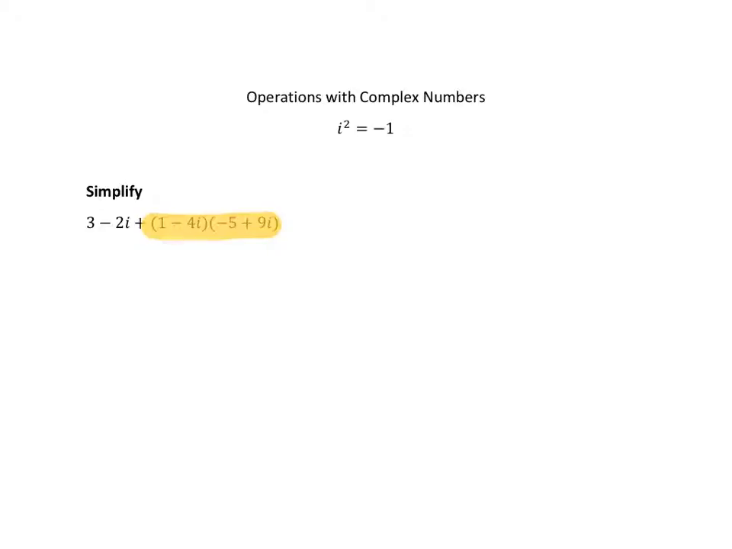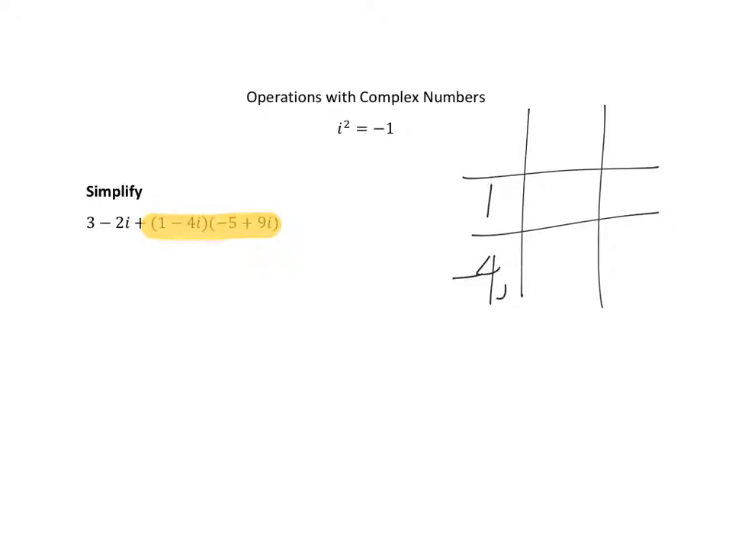I'll work it out off to the side, and I'll do the grid method, you know, a tic-tac-toe board. 1 minus 4i, negative 5, and then plus 9i. The intersections of these four boxes are going to be the multiplications. So this first box is going to be 1 times negative 5, and we get a negative 5.